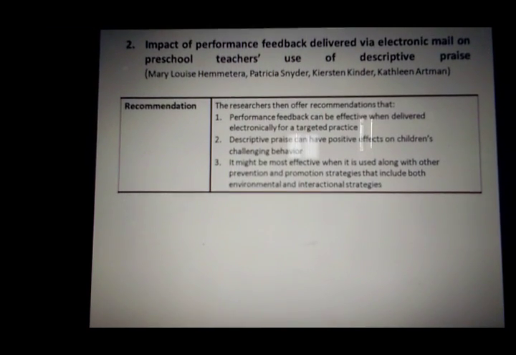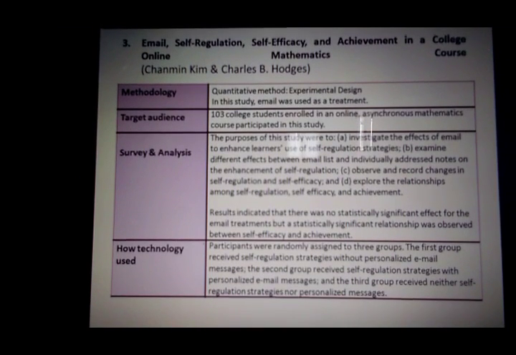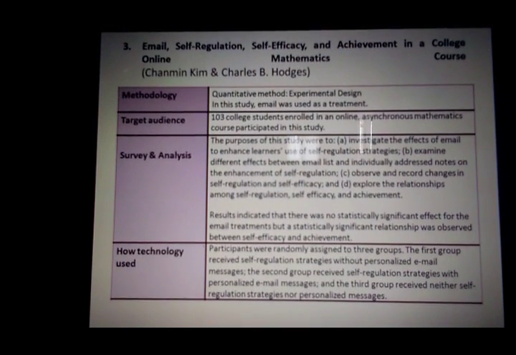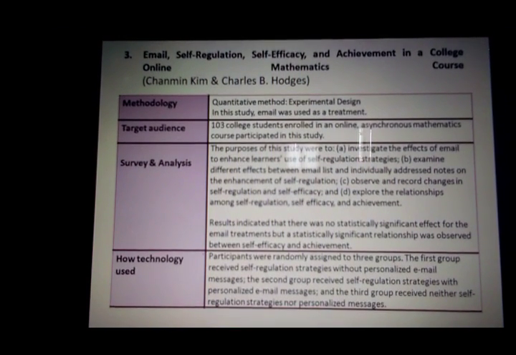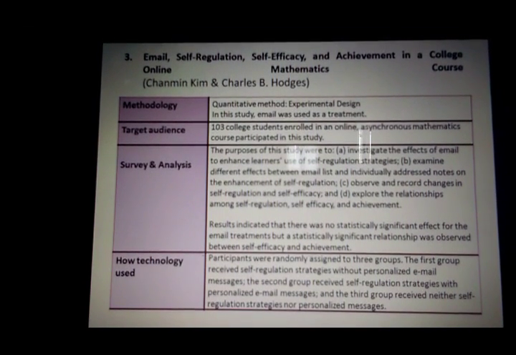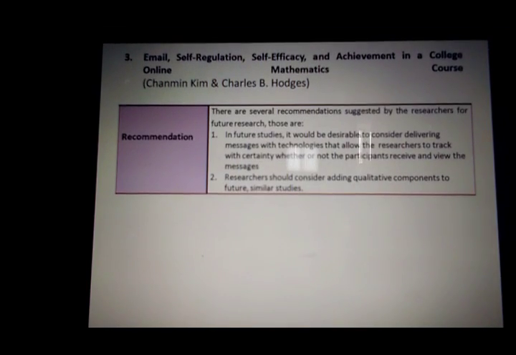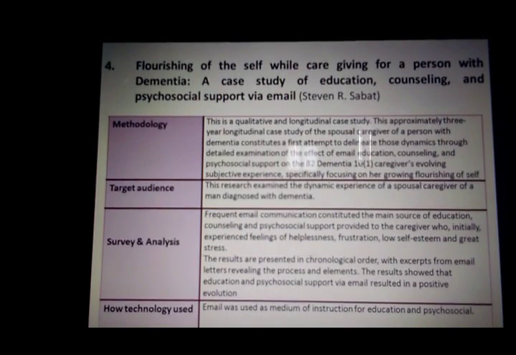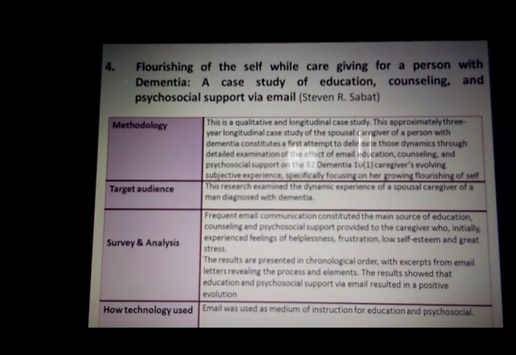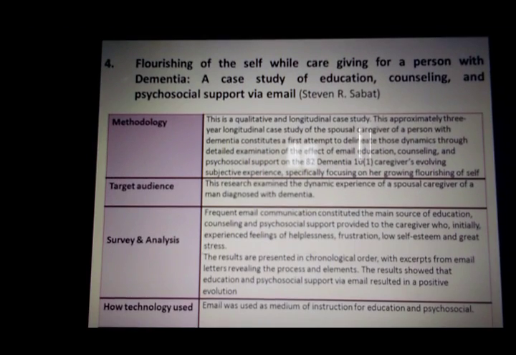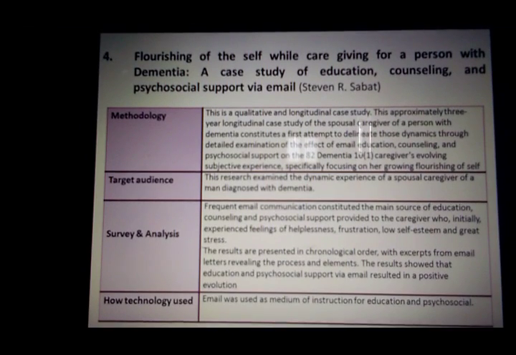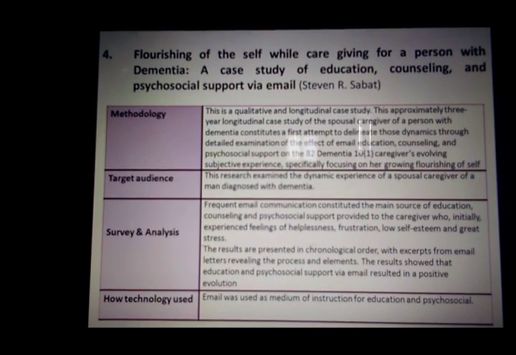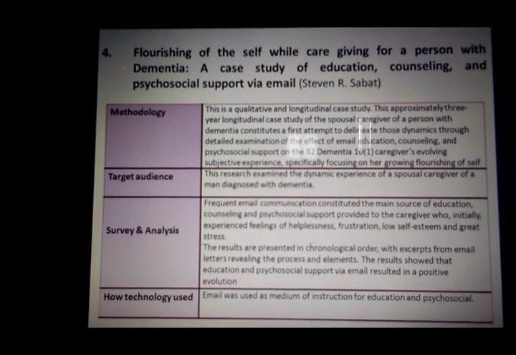The third article, this research uses quantitative method. Participants are 103 students, and the email is used as a treatment in teaching and learning mathematics. And the fourth article, the method is qualitative longitudinal case study. The subject of this research is only one man, and in this research, email is used to give instruction from the instructor to the participants of the research.